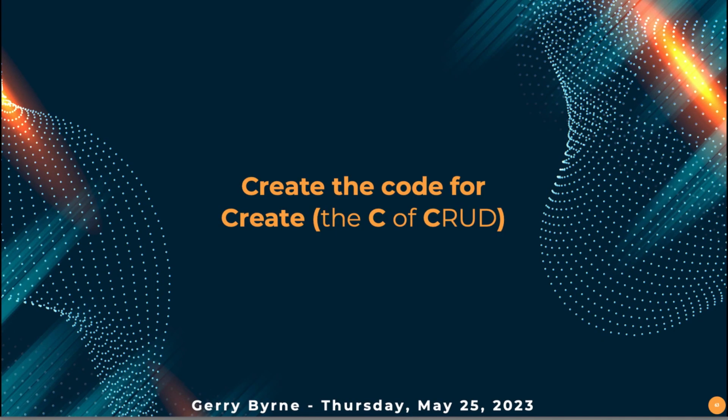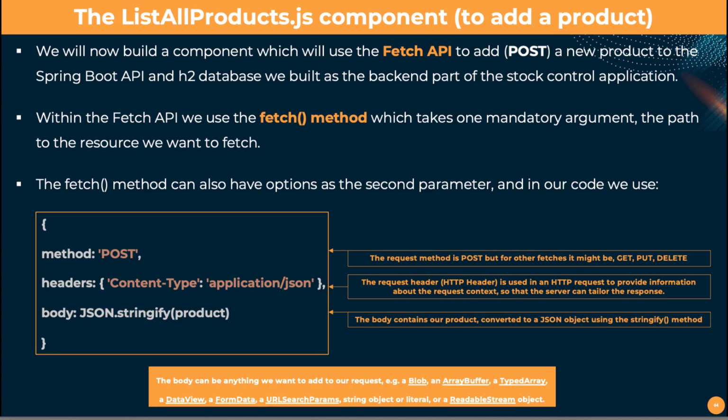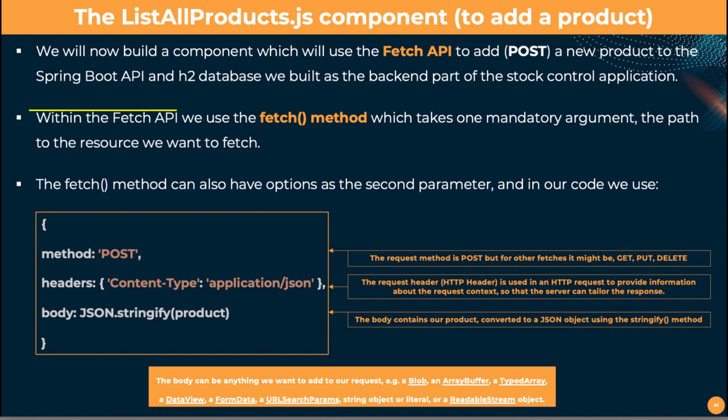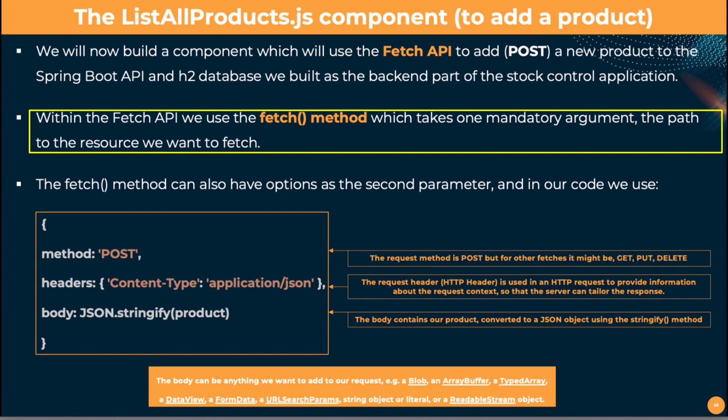Now we will create the third component of our CRUD: create, read, update and delete. This time we will use the create. So we will build a component which will use fetch to post the data to the back end, and it will post it into the H2 database. Again, we use the fetch method exactly as before.